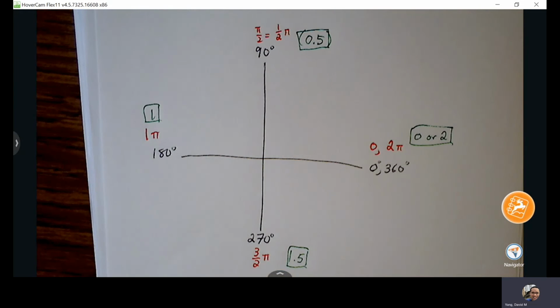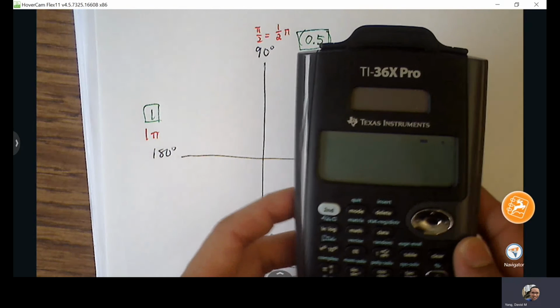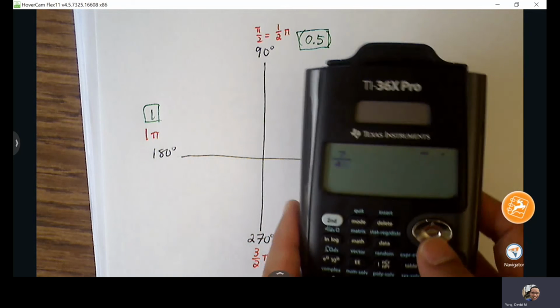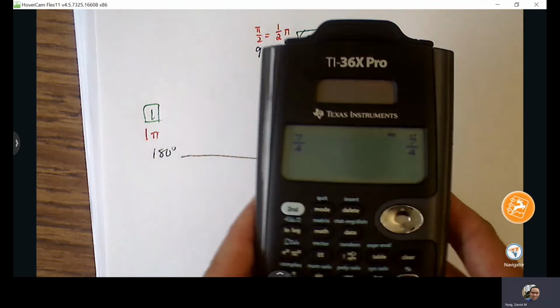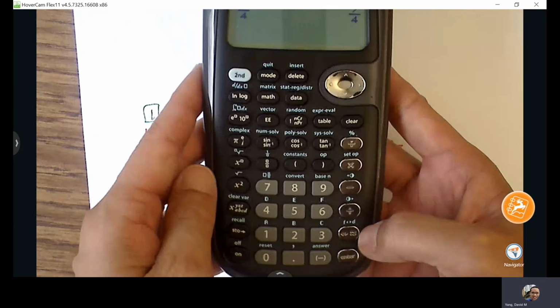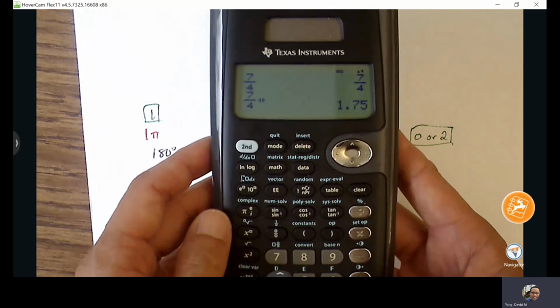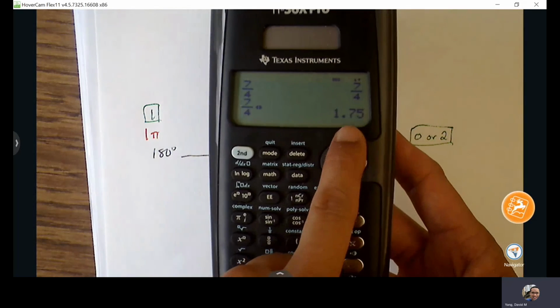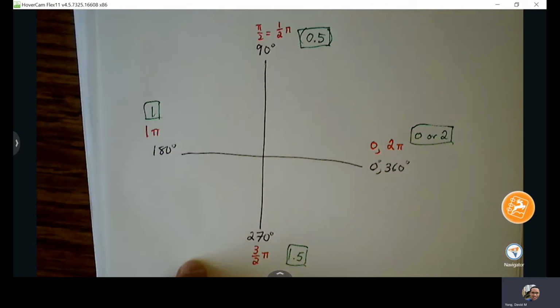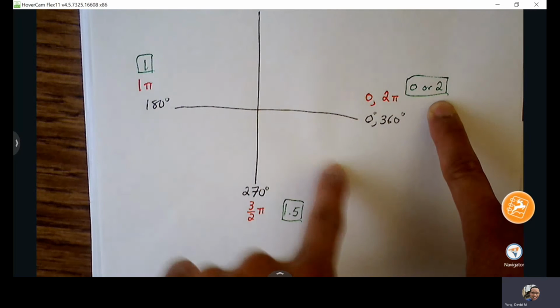So for instance, if you didn't know where 7 pi over 4 landed, you can just look at that fraction. 7 over 4, if you convert it to a decimal value, you can hit that fraction to decimal button there. 1.75. If you think about 1.75, 1.75 is between 1.5 and 2, so therefore it must be in the fourth quadrant.